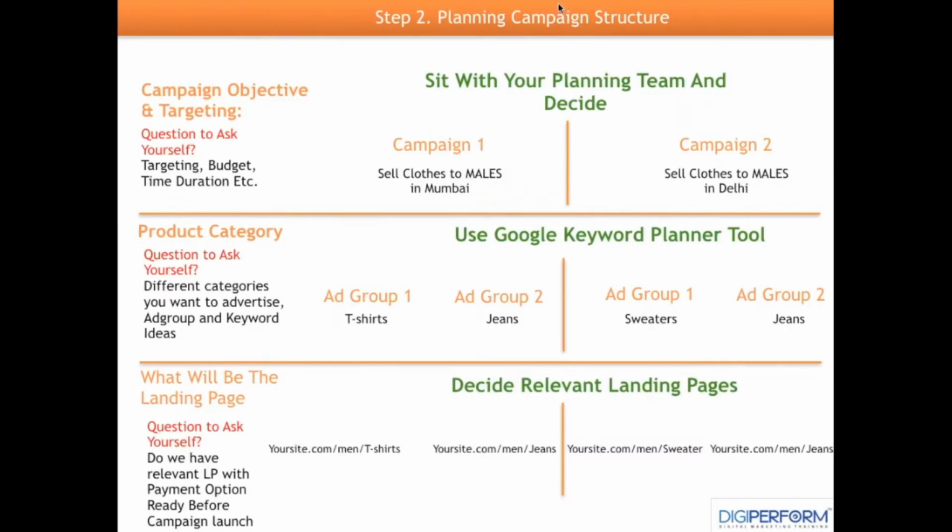The second thing is planning campaign structure. In the last video we have already talked about the example of the garden center, but if you're creating a campaign here, there are a few things that you need to understand. So, campaign objective and targeting. The questions to ask yourself are: what location do I want to target, what is the budget, and what is the time duration, whether I want to run it for 1 month or 2 months, or whether I want to run it on Saturdays and Sundays or specific days.